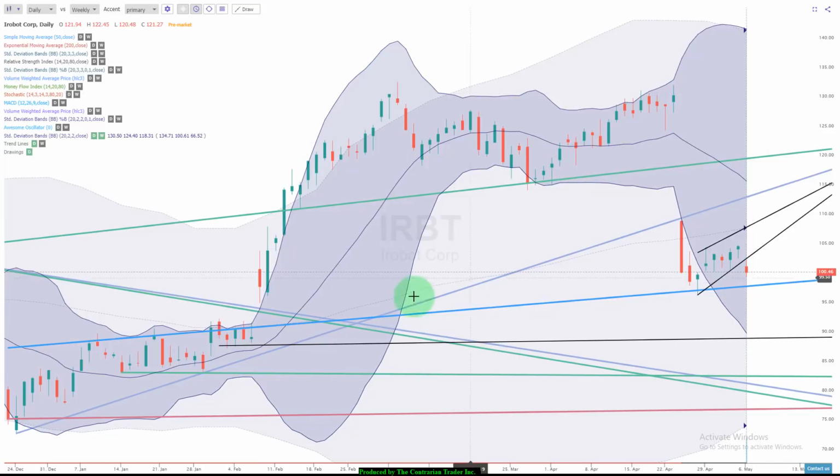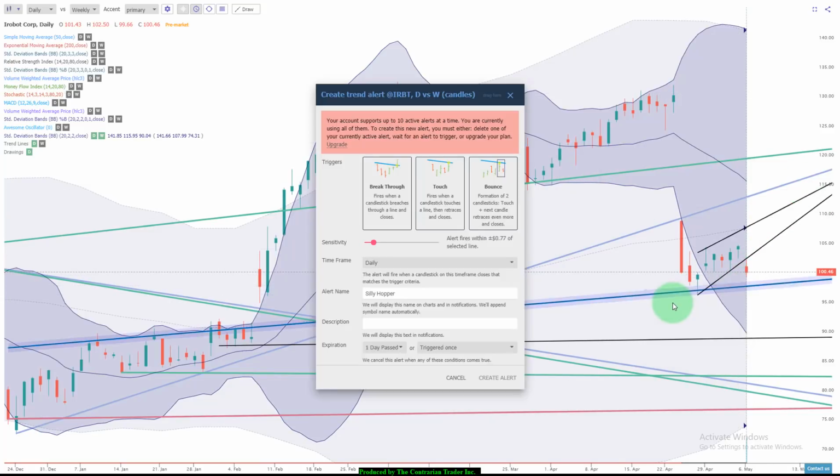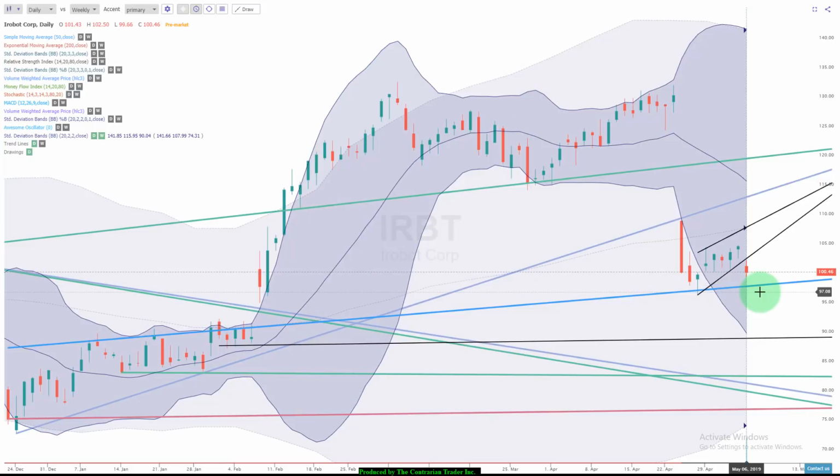Now, if you wanted to create an alert at these levels, you could certainly do so by right-clicking, create alert. You're good to go. Let the computer do the work for you. Go to your day job. Focus on your day job. Obsessing over the markets is probably the number one way of losing money because you trade impulsively.